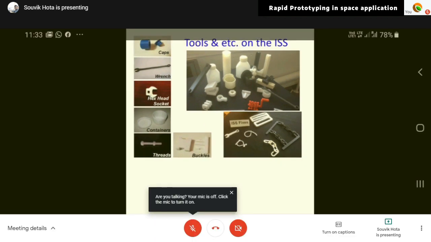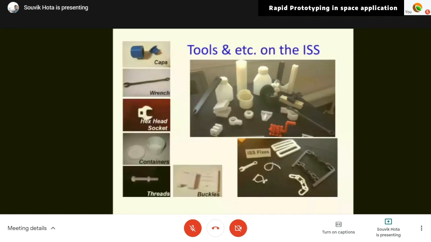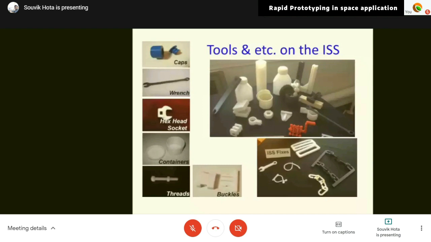Each and every part here is made in space itself with the help of this rapid manufacturing technology, rapid prototyping technology. Each of these parts is very interesting. Astronauts are making these parts in space itself.